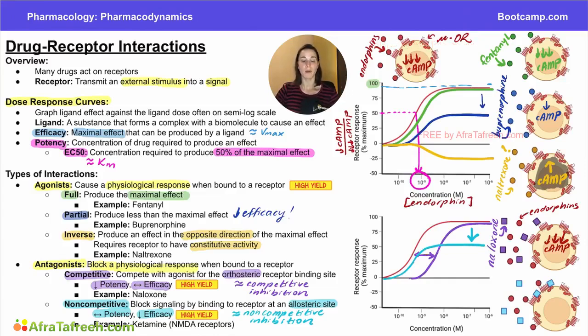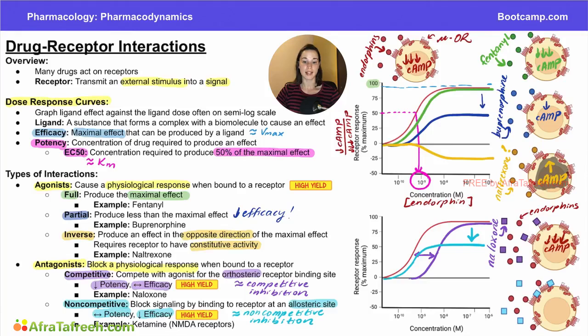Before wrapping up, I want to point out a common pitfall. Notice that the curves I drew for the agonists and the antagonists look pretty similar. So for example, how are you supposed to tell apart a partial agonist from a non-competitive antagonist? The way you do that is by paying attention to the context of the experiment from which the dose-response curve is derived. Antagonists block signaling.